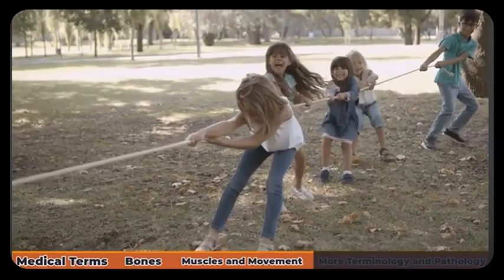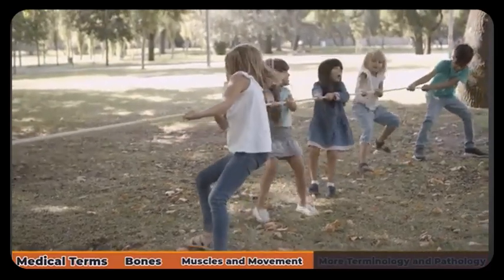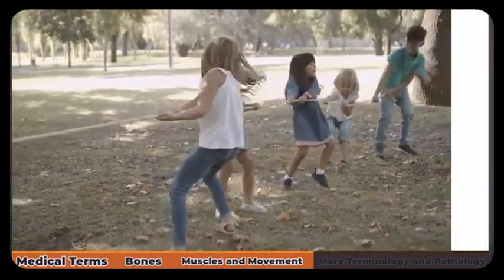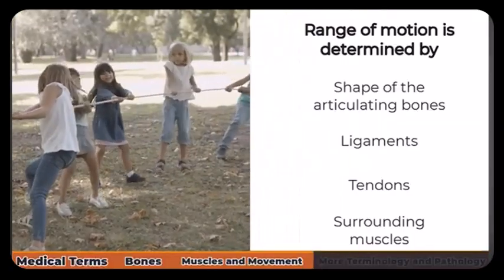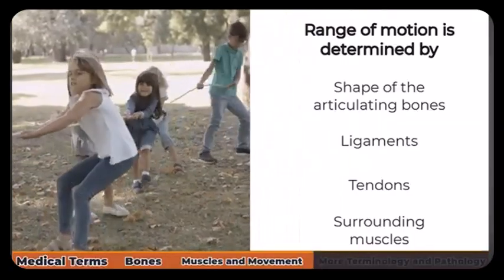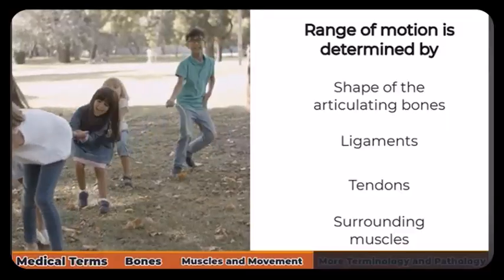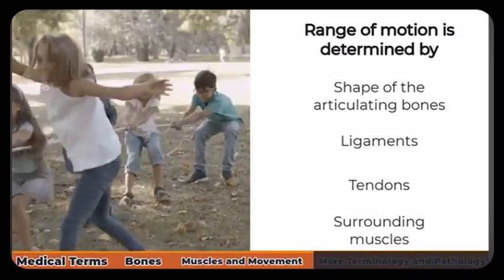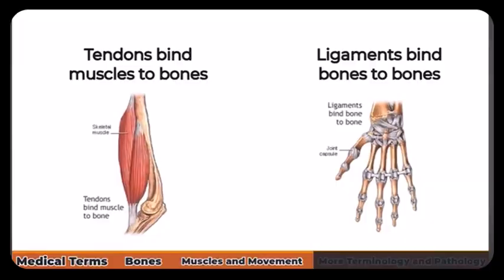Movement requires the use of varying combinations of muscles, bones, tendons, and joints. The range of motion allowed by a joint is based on the shape of the articulating bones, the ligaments and tendons, and the surrounding muscles. Remember, tendons bind muscles to bones. Ligaments bind bones to bones.